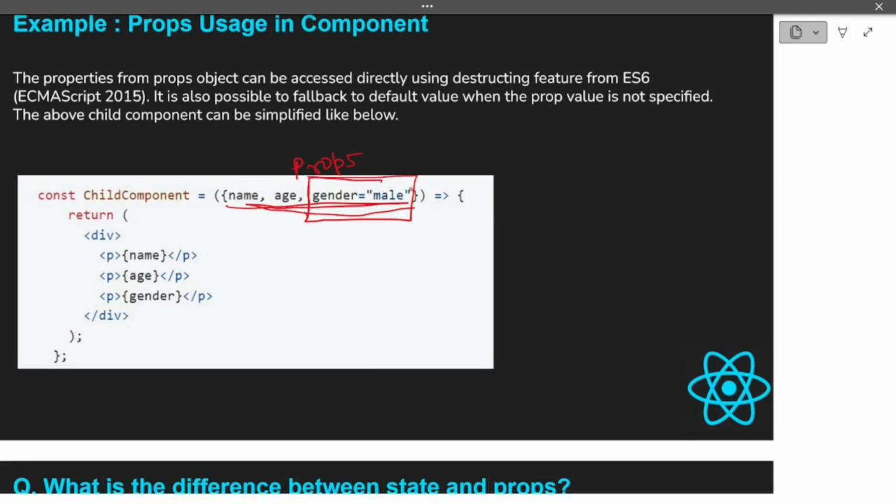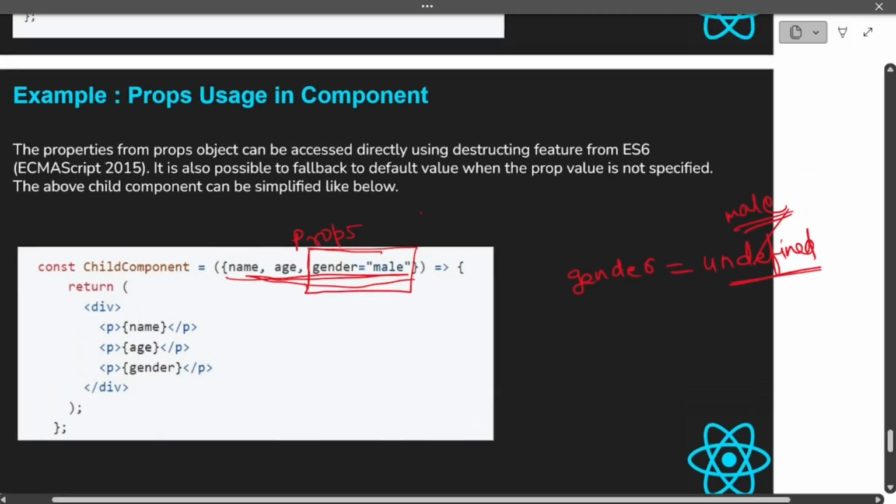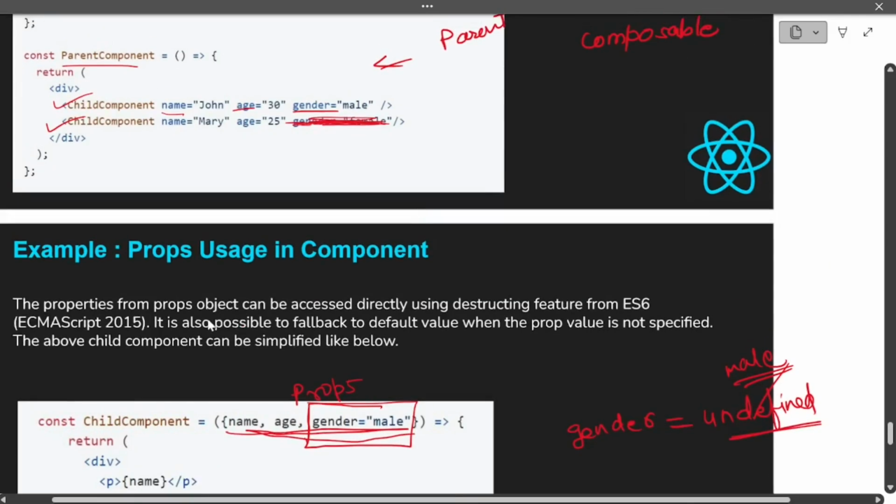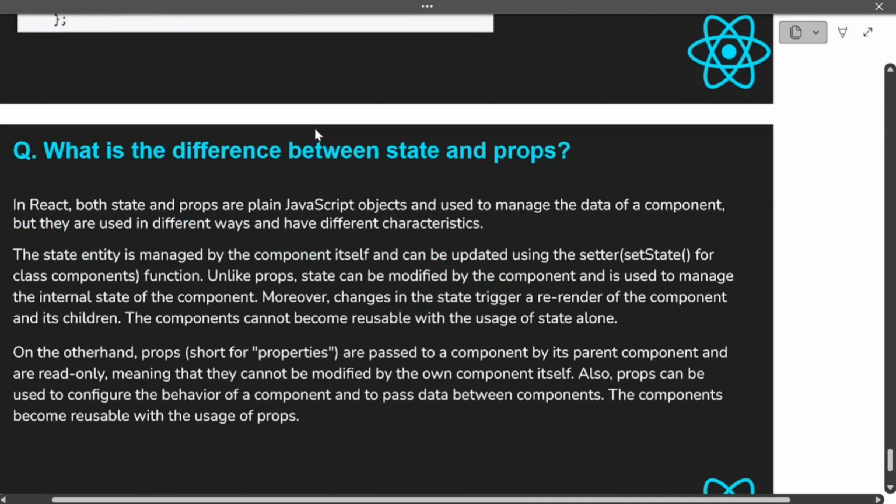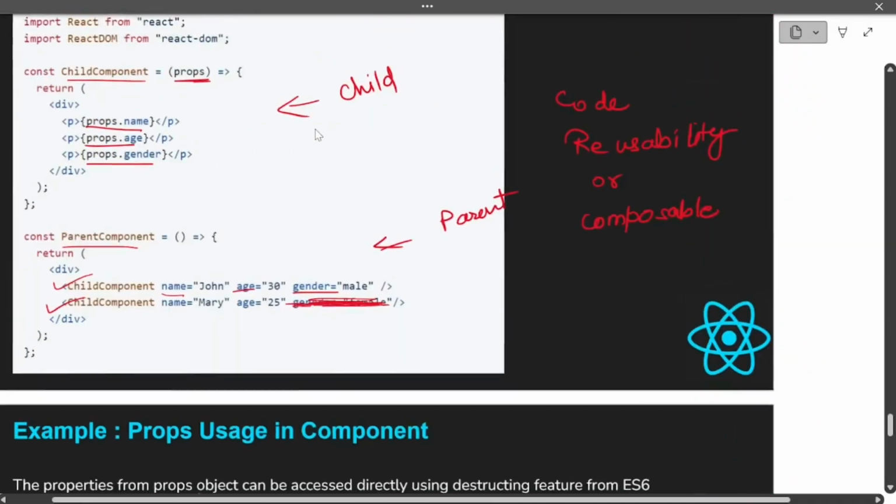How does it work behind the scenes? If the gender value itself is not passed, then it will consider that gender is undefined. If the gender is undefined, it will consider that, okay, I'm getting an undefined value, so let me put in the default value which is given to me. In this case, it will replace this undefined with male, and then it will use the default value. The default value only acts when the value is not passed. If the value is passed, it will definitely take that passed value. So this was the concept behind props.